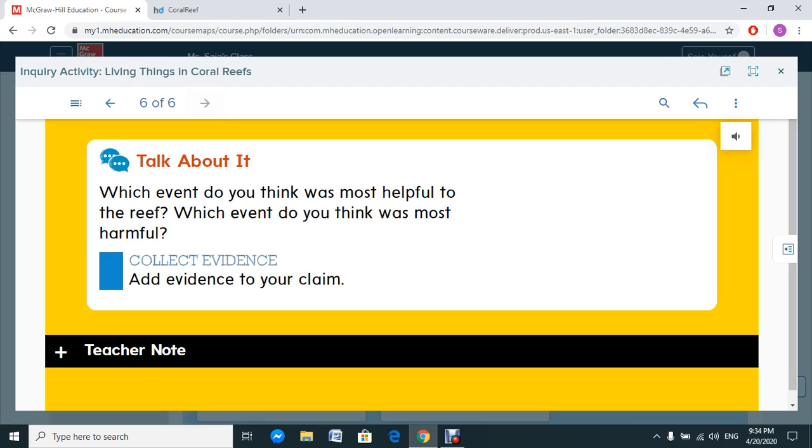Which event do you think was most helpful to the reef? Which event do you think was most harmful? So you saw some helpful things, some harmful things. So just talk about them. You have to send me a video of you talking about things we can do to protect the coral reef and things people do to destroy the coral reef. Okay. Talk about it is your homework. Send me a video and do question 6.